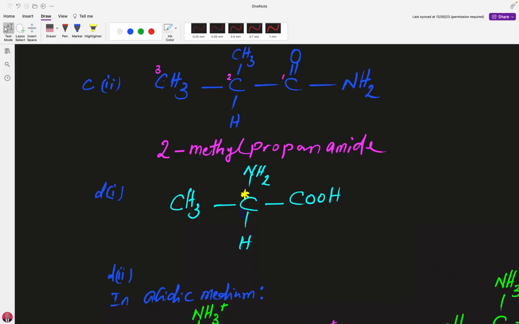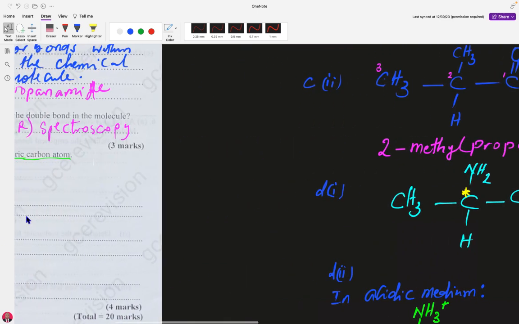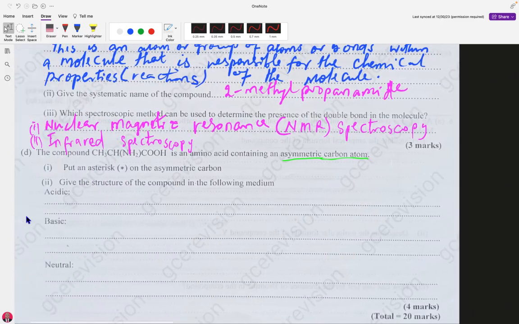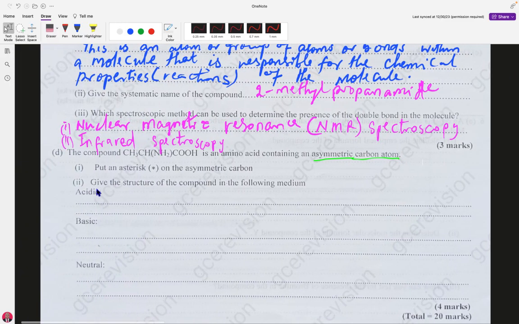And that is why I said there is an asterisk there. So in your question, in the compound you're given, this is where the asterisk is supposed to be. Okay, let's go to the next section. We are done with D1. We have put the asterisk, you have seen it on that compound there.